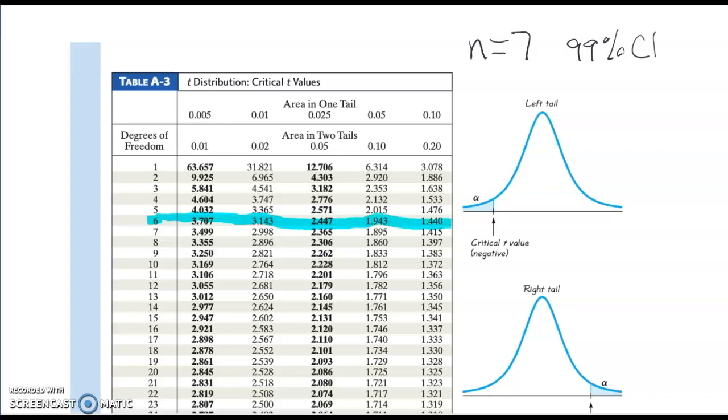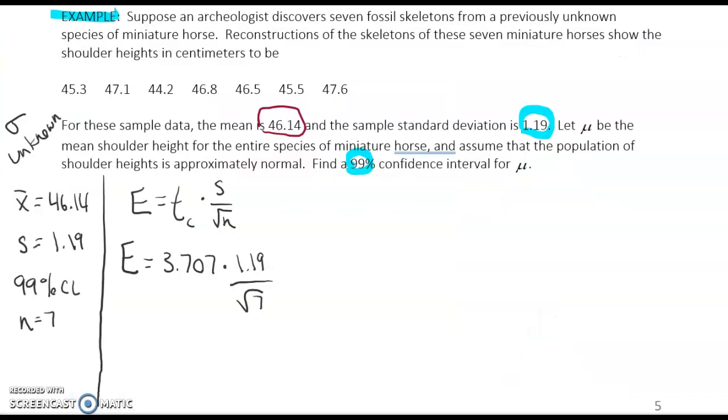For a 99% confidence interval, we would have our alpha is 0.01 because 1 minus 0.99 is 0.01. So we can see that these meet at 3.707. So that is our value of t. So we fill in our formula with the information we know, and when we calculate 3.707 times 1.19 over the square root of n, we get 1.667, and that represents the error in this problem.